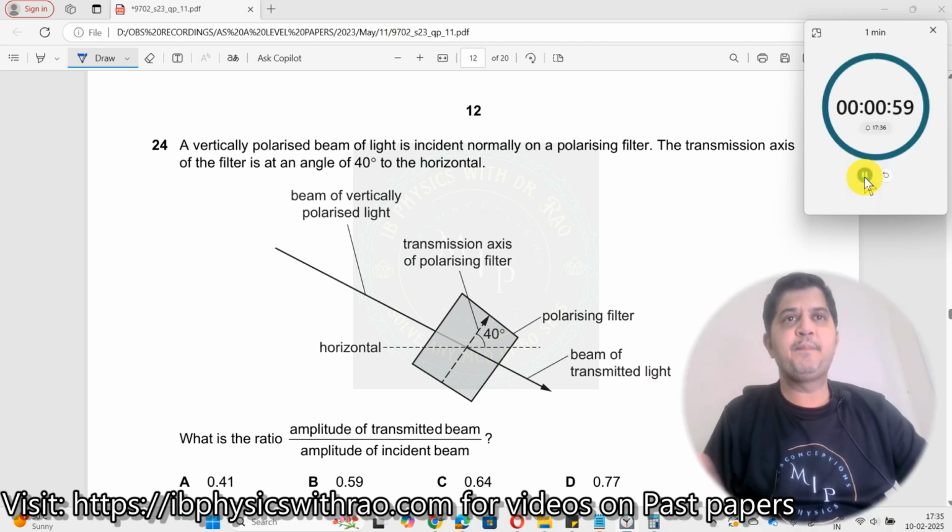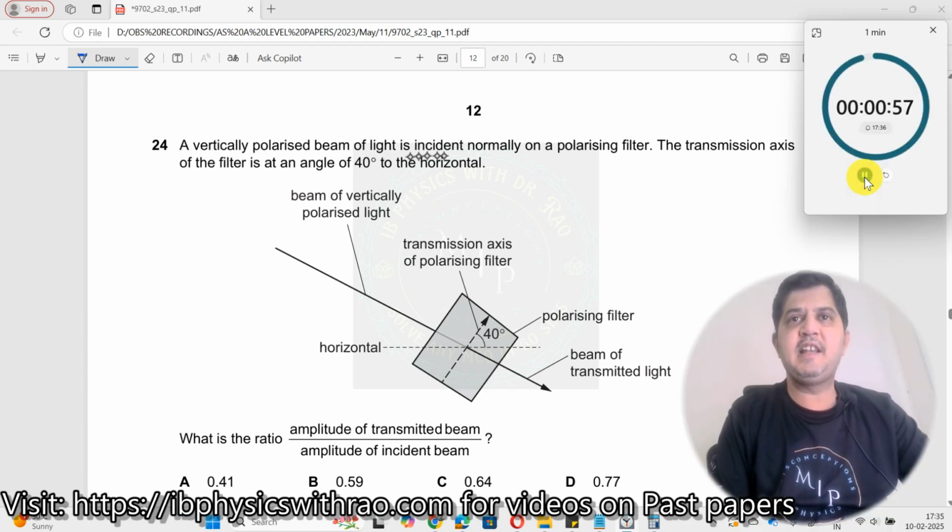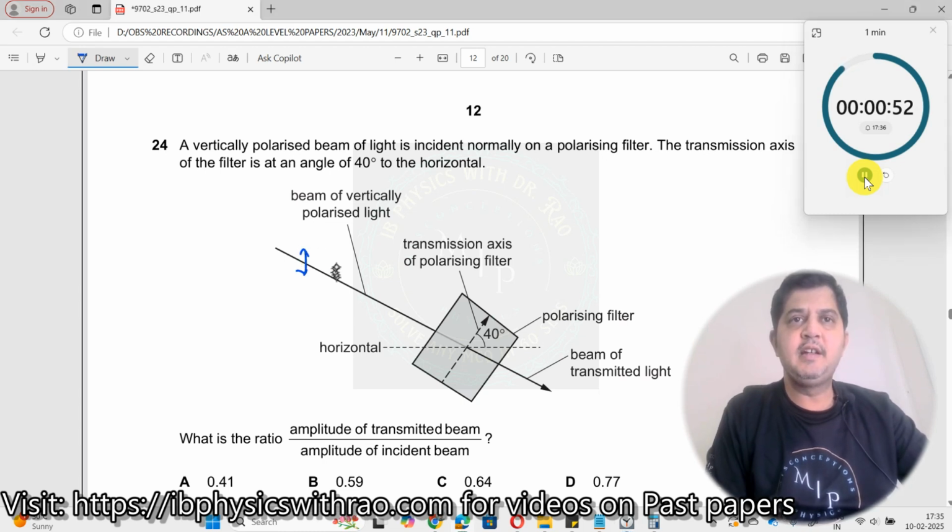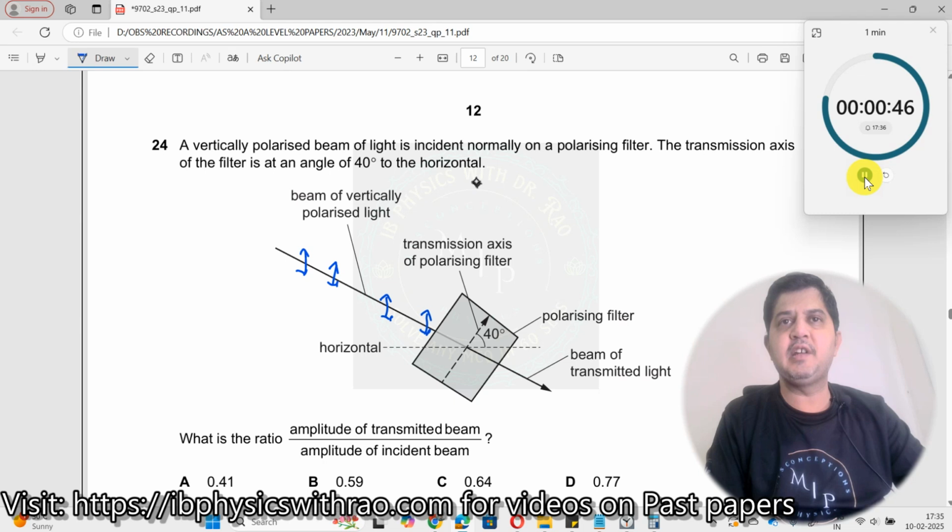Question number 24. A vertically polarized beam of light is incident normally on a polarizing filter. Vertically polarizing. How is it now? It is now looking like this. Now this is the kind of beam that's coming here. The transmission axis of the filter is at an angle of 40 degrees to the horizontal.